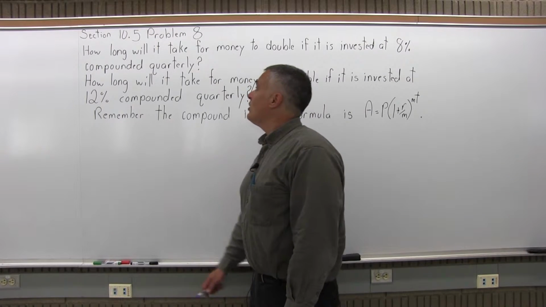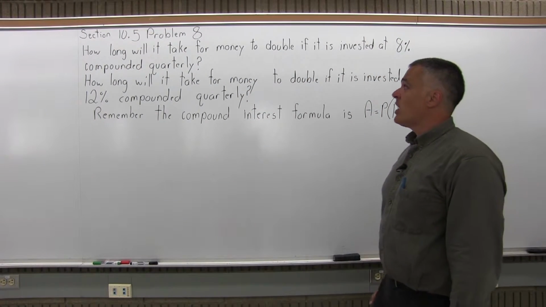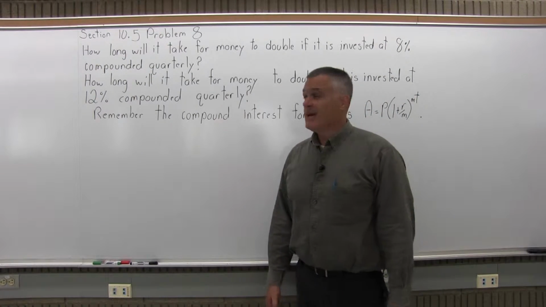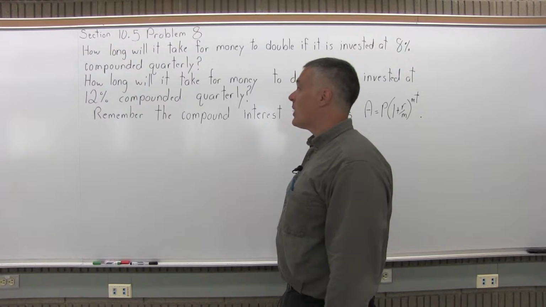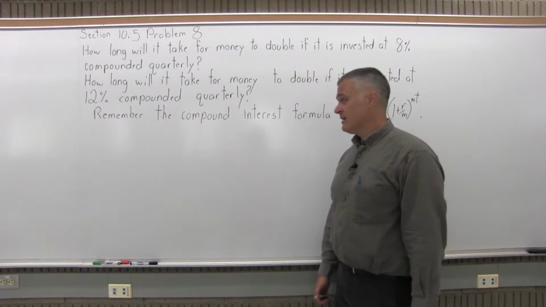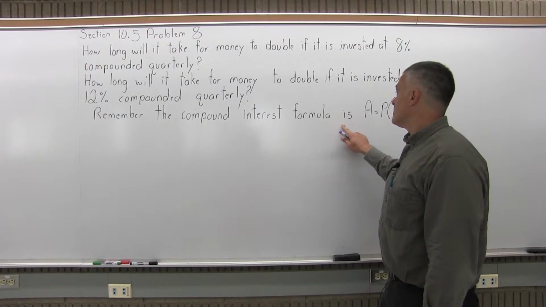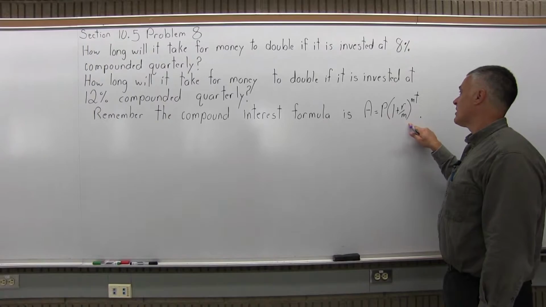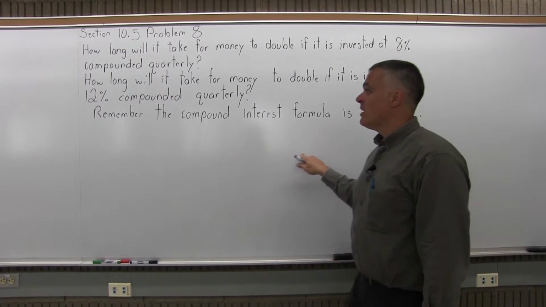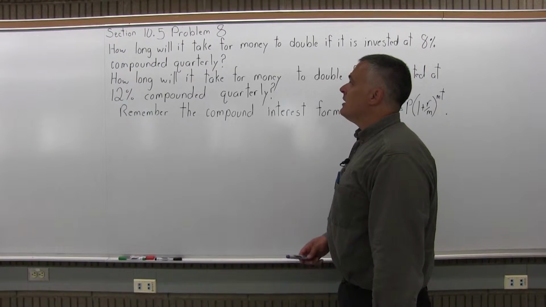It says, how long will it take for money to double if it is invested at 8% compounded quarterly? And then it asks, how long will it take for money to double if it is invested at 12% compounded quarterly? And then they give you a reminder, remember the compound interest formula is A equals P times, in parentheses, 1 plus R over M to the M times T power. That's from Chapter 5, Section 5.1.